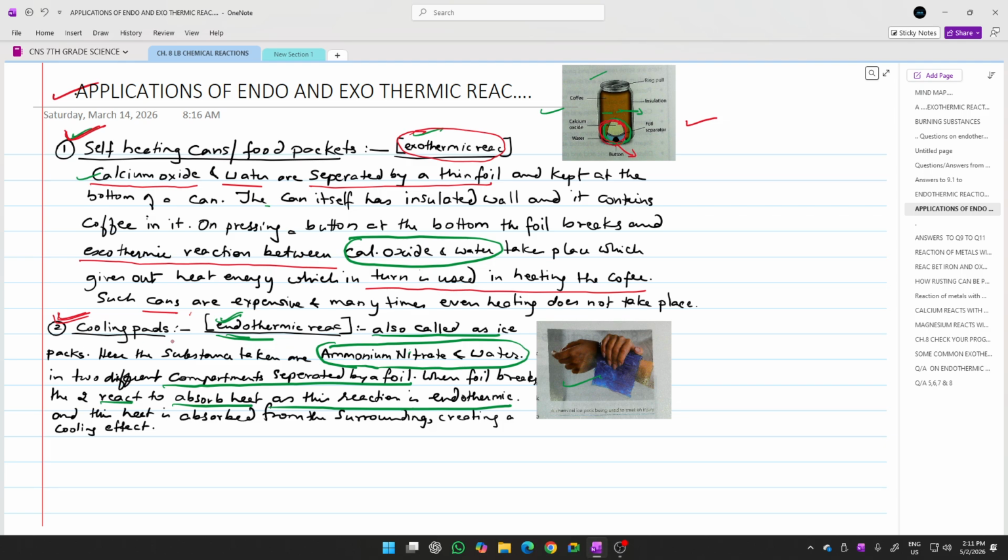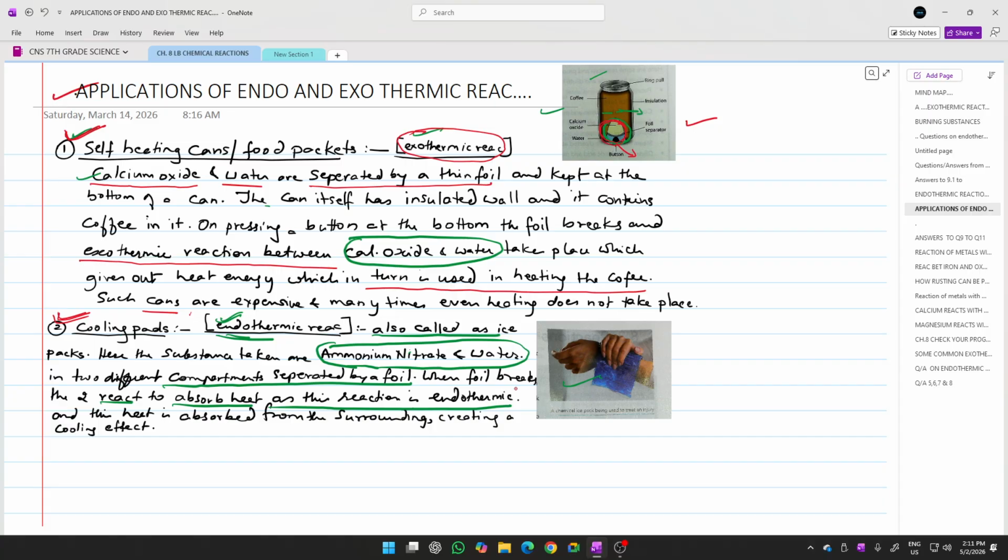Now in these cooling pads, they use not ice. They use ammonium nitrate and water. Again, ammonium nitrate and water are kept separated in two different compartments, and these two compartments are separated by a foil-like thing, a thin foil. Again, the same thing is done by pressing a button, and this foil is broken up.